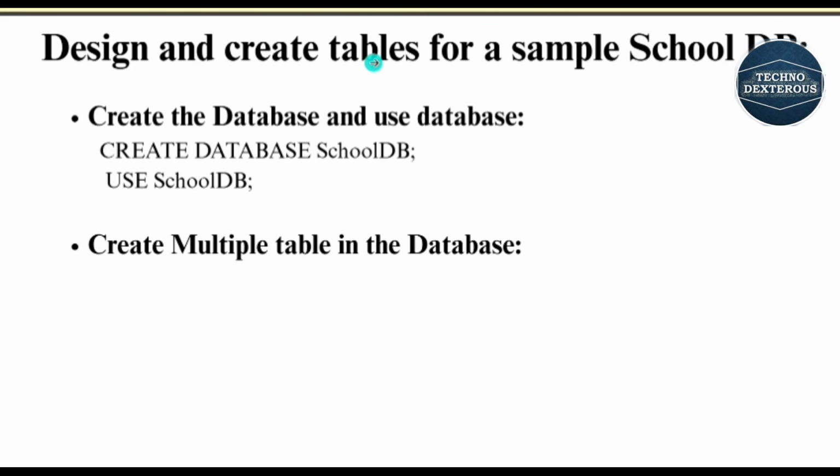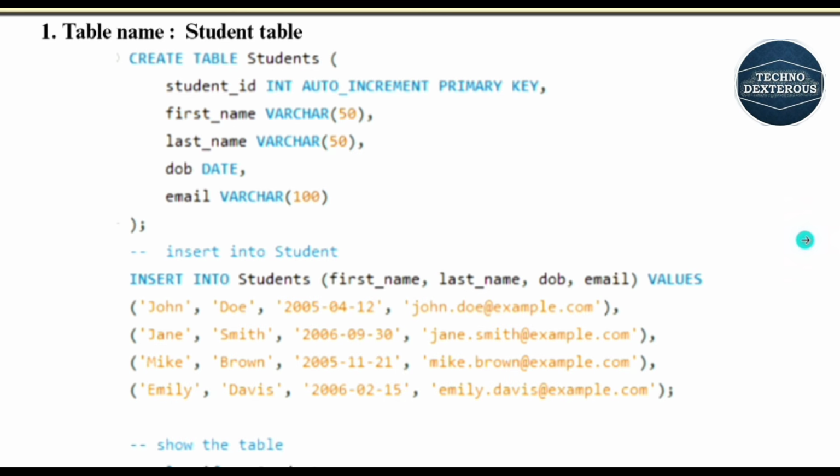Our task number 4 is to design and create tables for a simple school database. Here we are creating a table for the school. Create database school. Firstly, we create a table named student. Create table student. Here are the record fields.